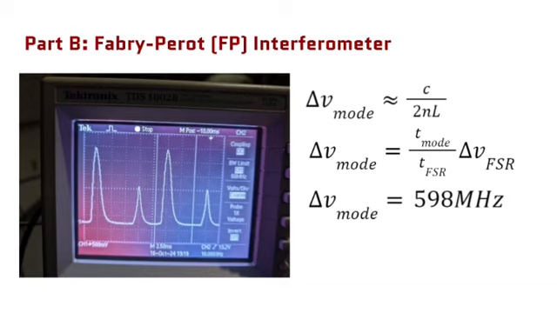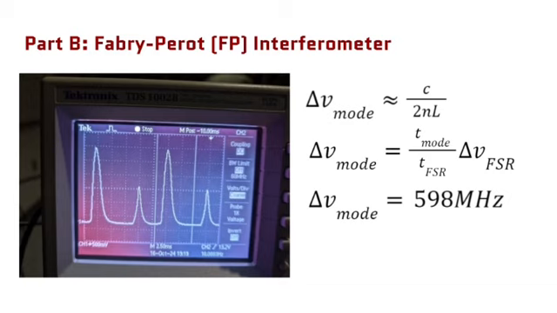We then used the oscilloscope to measure the free spectral range in units of time, as well as the smaller separation of the individual mode. For the FSR, we obtained a value of 12.8 milliseconds, and for the mode spacing, a value of 5.1 milliseconds.